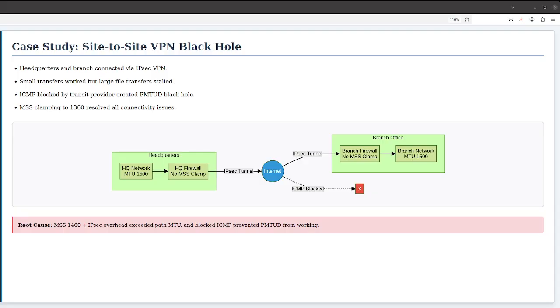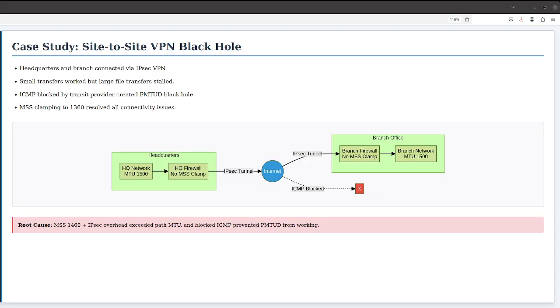The branch firewall terminates the other end of the IPsec tunnel. Like the HQ firewall, it was not configured with MSS adjustment. The branch network behind it hosts some application servers that headquarters users need to access. The problem manifested as follows.